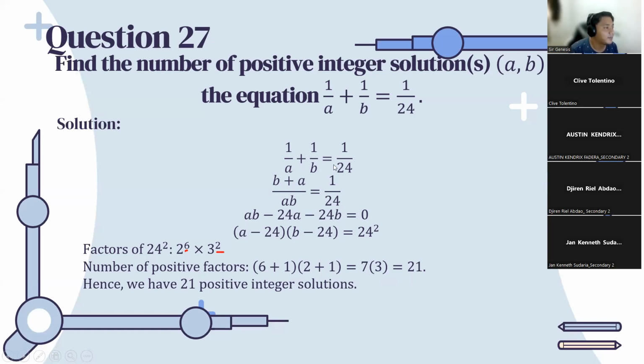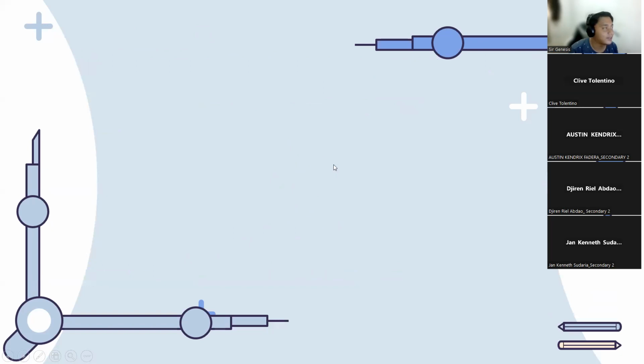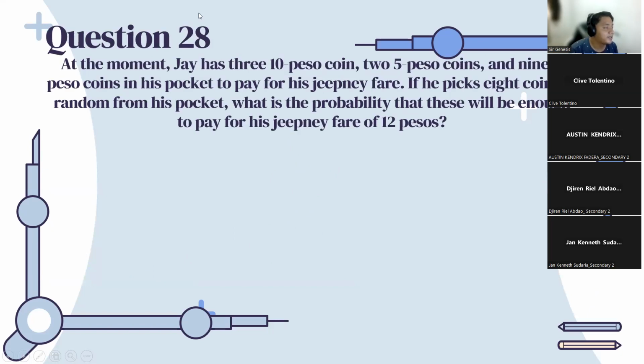Okay. Number 28. At the moment, Jay has 3 10-peso coins, 2 5-peso coins, and 9 1-peso coins in his pocket to pay for his jeepney fare. If he picks 8 coins at random from his pocket, what is the probability that this will be enough to pay for his jeepney fare of 12? So when we say enough, 12 pesos.